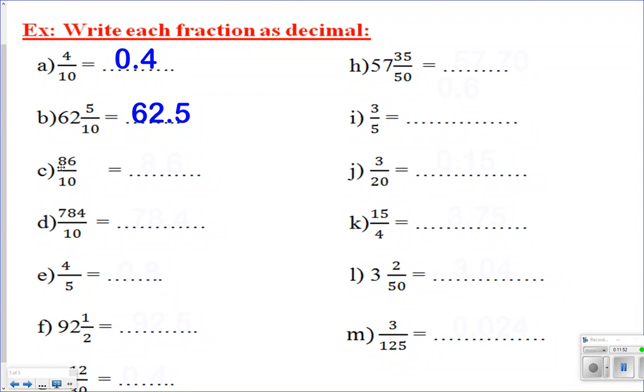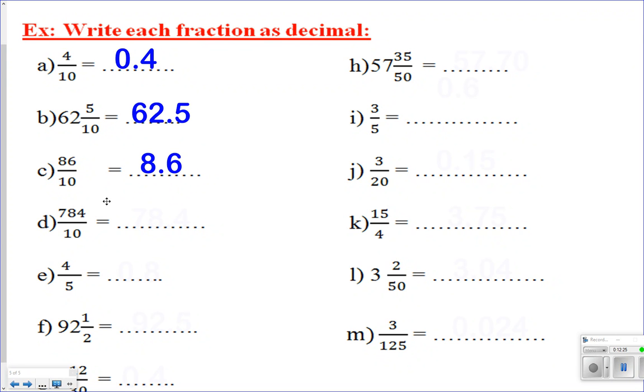Now I have 86 over 10. 86 over 10 equals what, as a decimal? I write 86 as it is, this way. Okay, is this the answer? No, this is not the answer. Over 10, 10 has 1 zero, so I'll come here after one digit, after the first digit which is 6, and put the decimal point, so our answer will be 8.6.